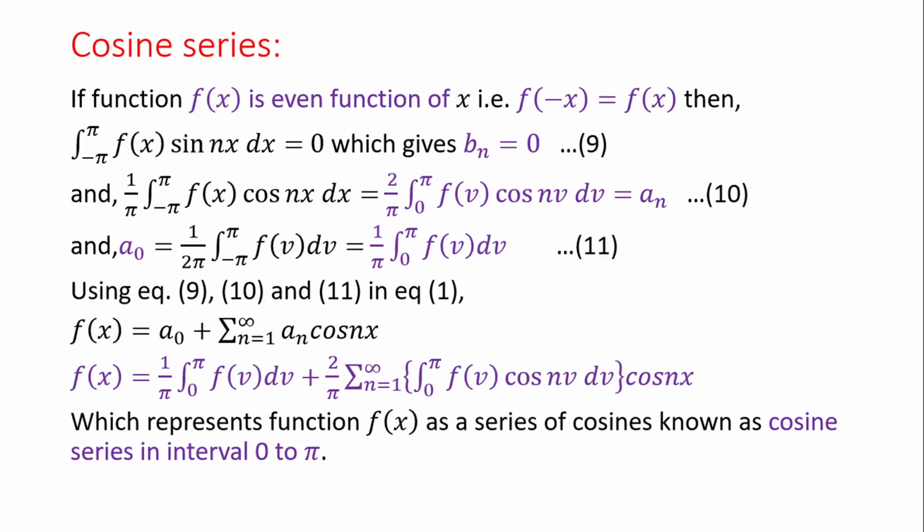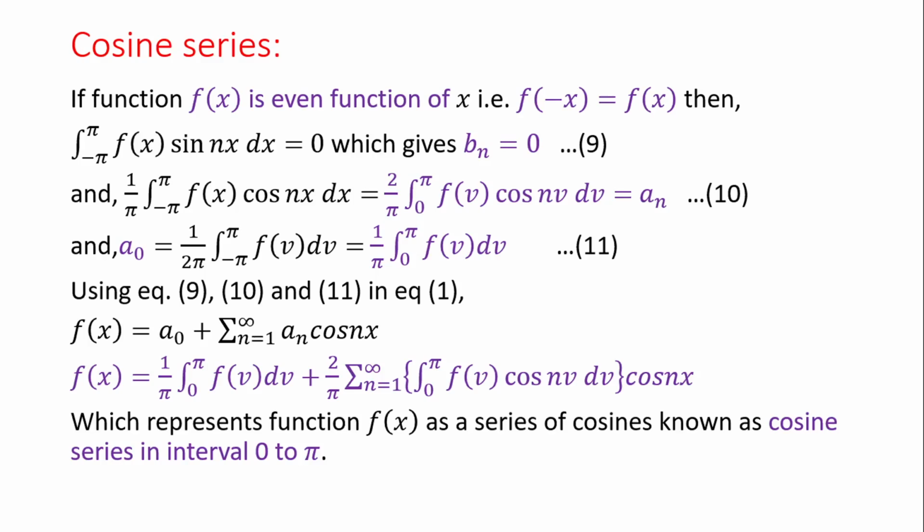And what about the integral 1 by pi, minus pi to pi, of f(x) cos nx dx? This will survive. If we convert the integration from minus pi to plus pi into 0 to pi, it will be 2 by pi, integral 0 to pi of f(v) cos nv dv, equal to an. So this is the value of an for this particular series where f(x) is an even function. Let us call it equation 10.